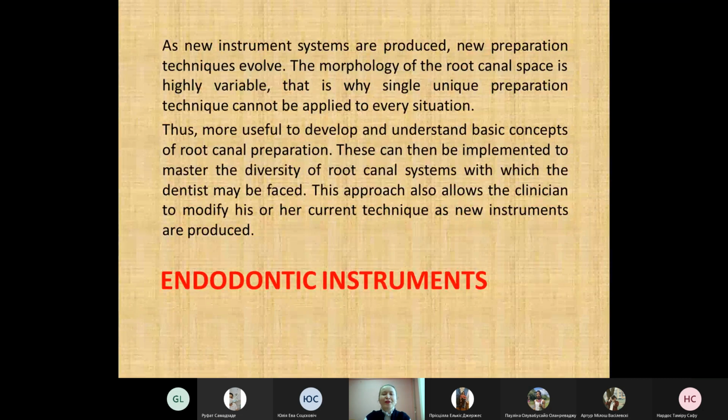Next, we move to endodontic instruments. New instrument systems are produced and new preparation techniques evolve. The morphology of the root canal space is highly variable. That is why a single unique preparation technique cannot be applied to every situation. Thus, it is more useful to develop and understand basic concepts of root canal preparation. These can be implemented to master the diversity of root canal systems with which the dentist may be faced. This approach also allows the clinician to modify his or her current technique as new instruments are produced.